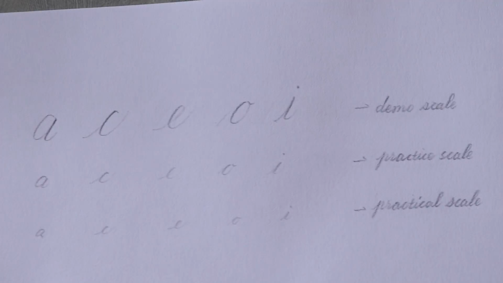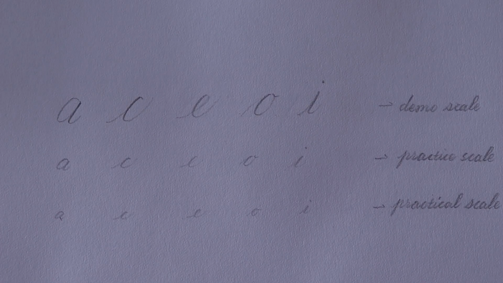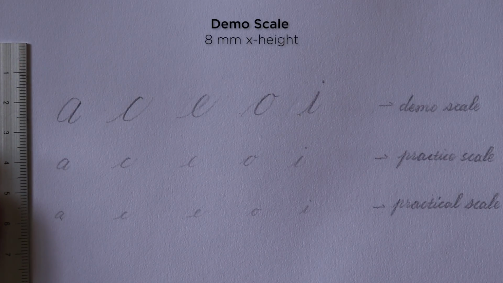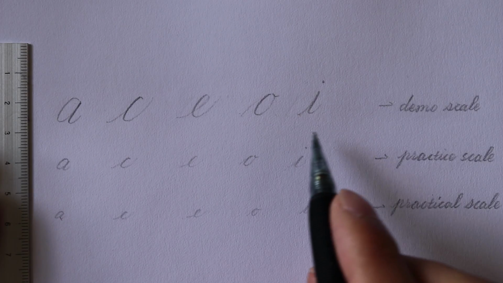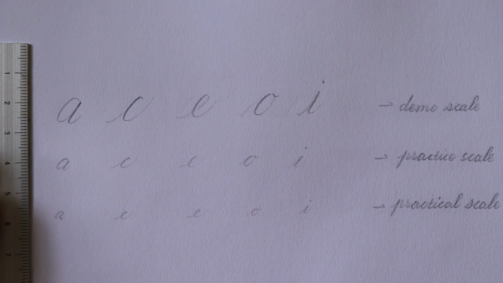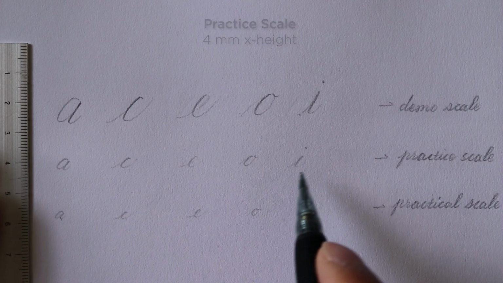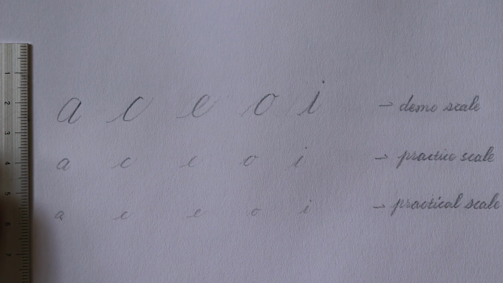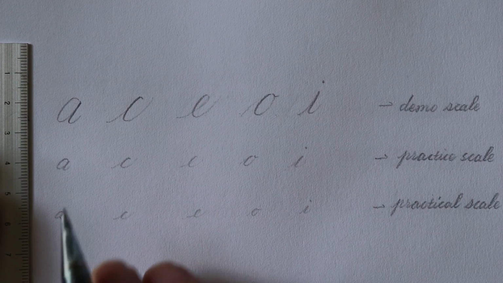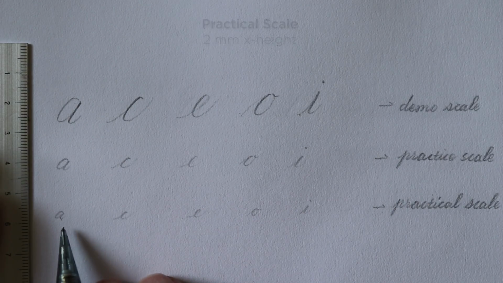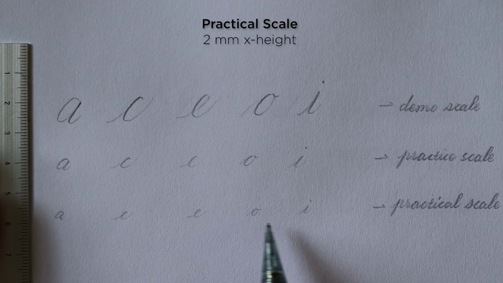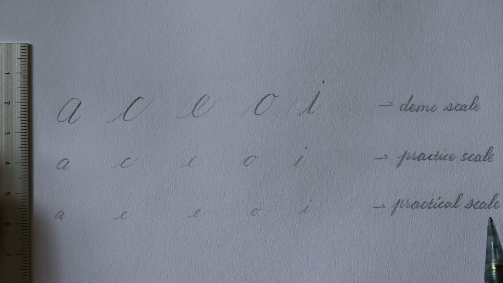This is a demonstration of the writing scale. In this video, I'm writing at a very large demo scale which has an 8mm X height. When you practice, you should be writing at half as tall with a 4mm X height, and you can find the practice sheet in the description below. After you have learned all the lowercase and uppercase letters, then you may transition to even smaller, practical scale. And this is the scale you can use for your everyday handwriting, bullet journaling, note-taking, and so on.